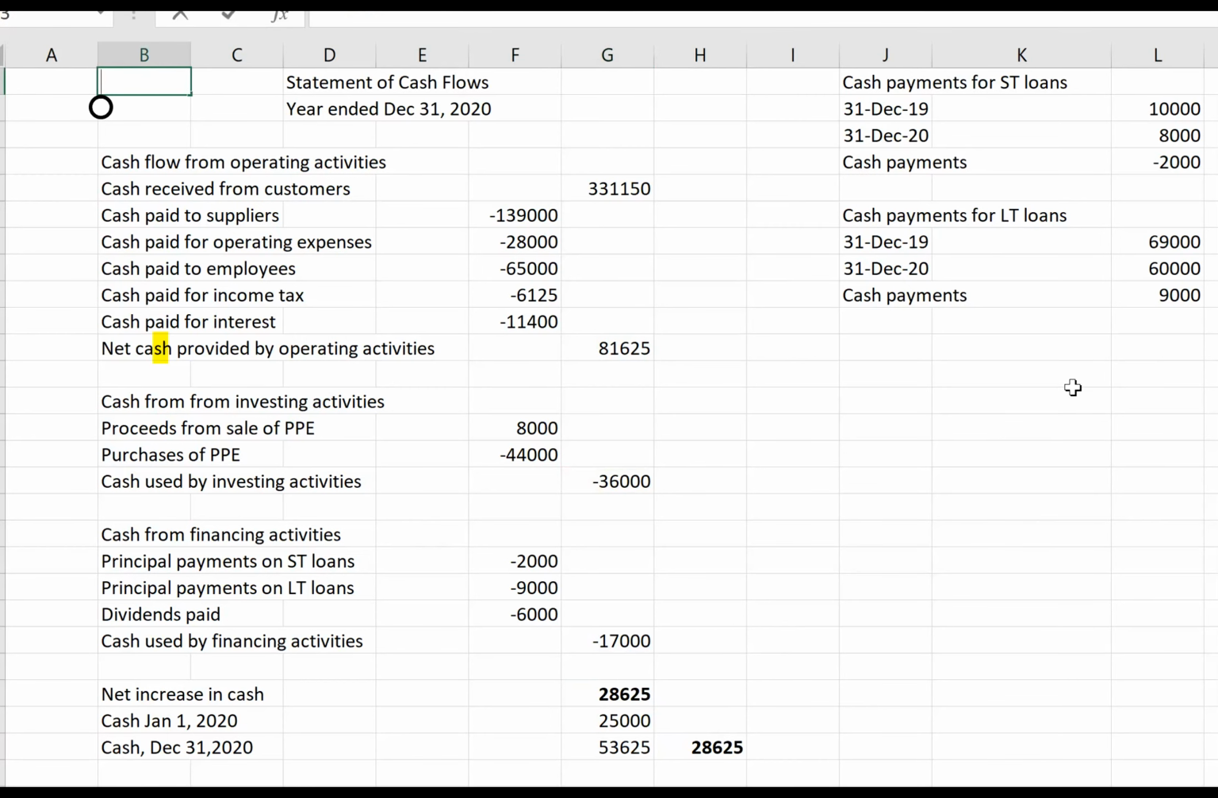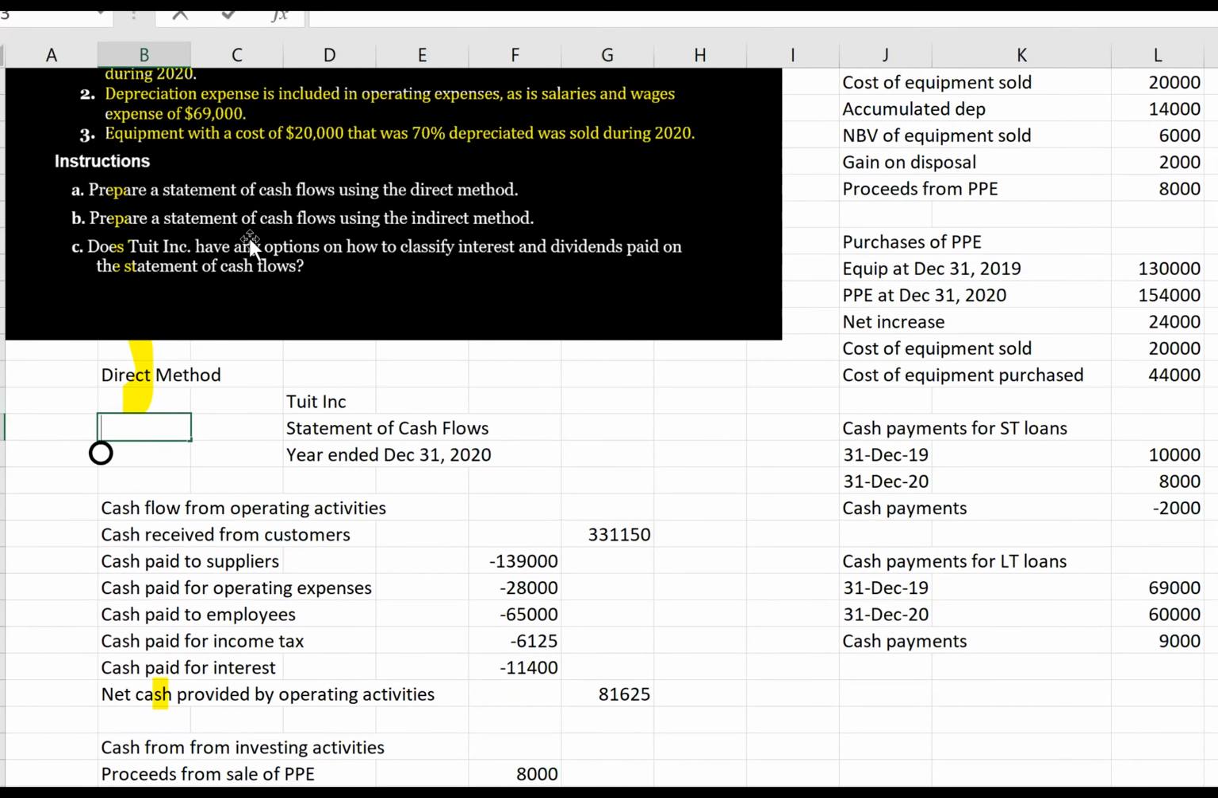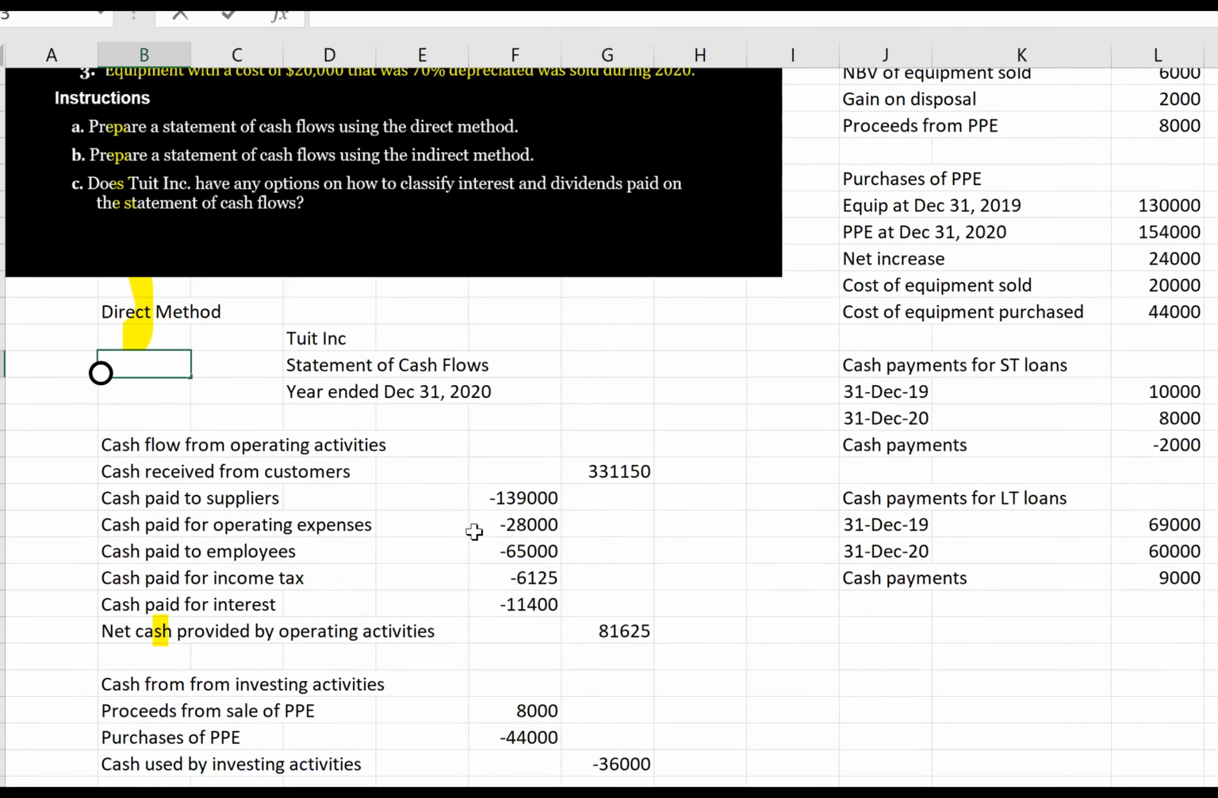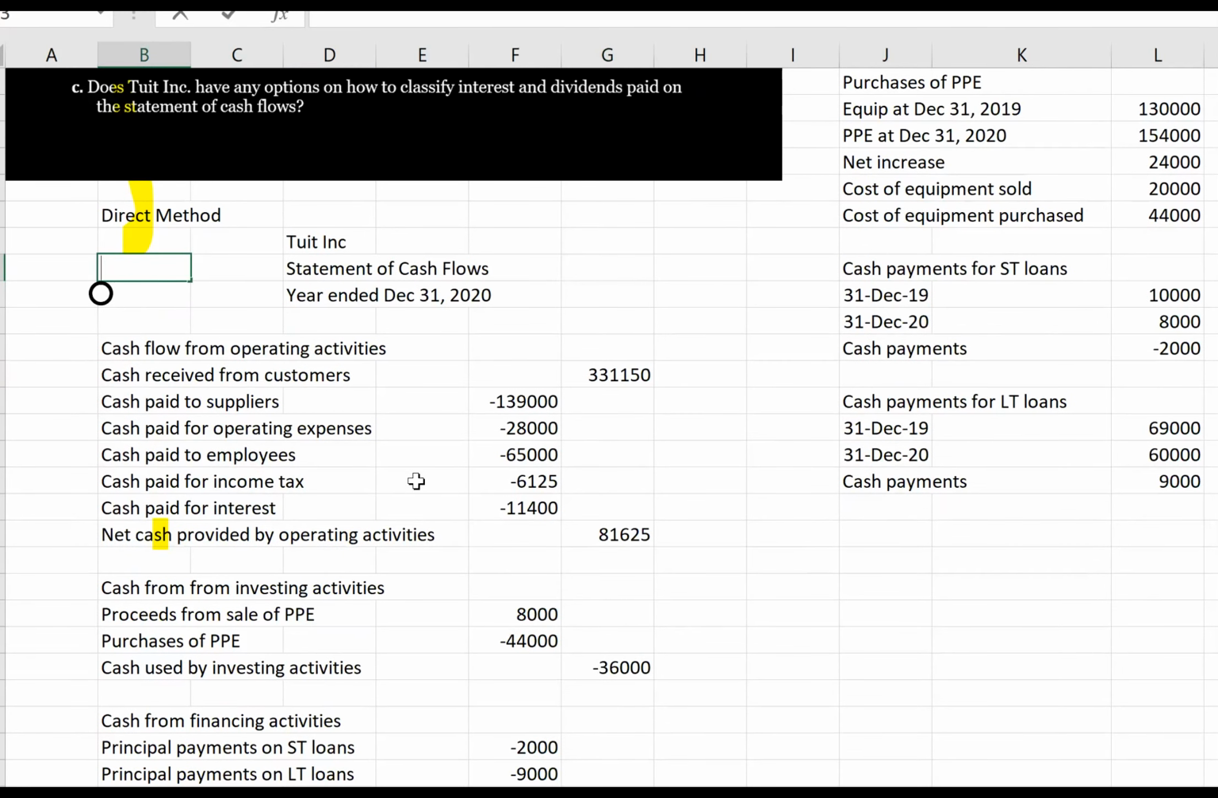Okay, so now let's take a look up at the question. And now it wants us to do it using the indirect method. Geez, that's a lot of work. Okay, actually the indirect method won't be too bad because we've done all the calculations here and we can use some of the same information. So let's change this. So this is the direct method.